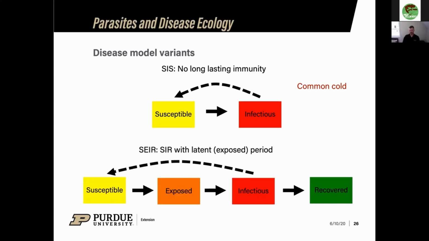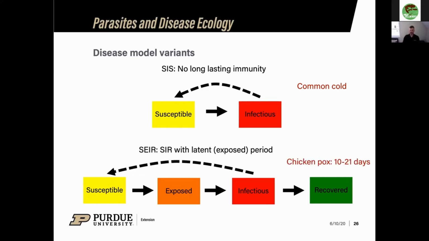Or you could add something called a latent or exposed period. In this case, once you become infected, you move to this exposed category. When you're in this category, you actually cannot infect anyone else. It's not until you move to infectious that you can have infection spreading to the susceptible category.